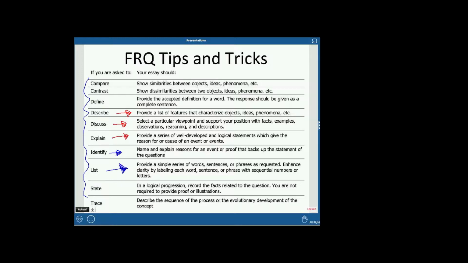Okay. If they want you to define something, they want you to give the definition for a word, and they want you to put it in a sentence. And basically, in all FRQs, technically, they're not supposed to give you points if you don't have it in sentences. So bulleted lists and things like that, they're really not supposed to give you points for. Some graders will, some won't.